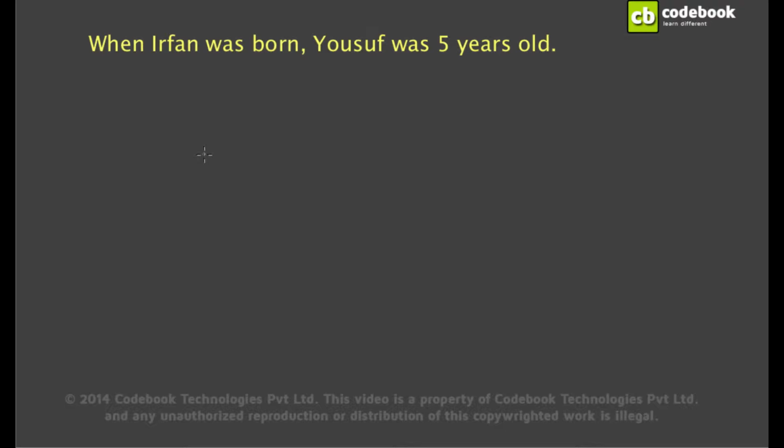You have been given that when Irfan was born, Yusuf was 5 years old. And you have to represent this statement mathematically in the form of a linear equation. So the first step is to find out the unknowns in this statement. Here we are talking about the ages of two brothers, Irfan and Yusuf. We don't know the age of Irfan and we don't know the age of Yusuf, but we know a relationship between their ages. This is exactly similar to the cricket ball and the tennis ball example that we worked on in the previous lesson.